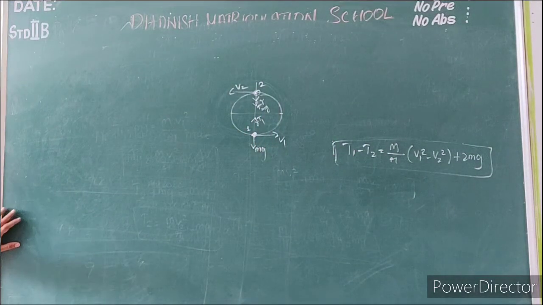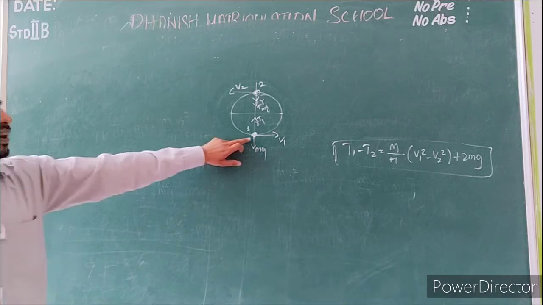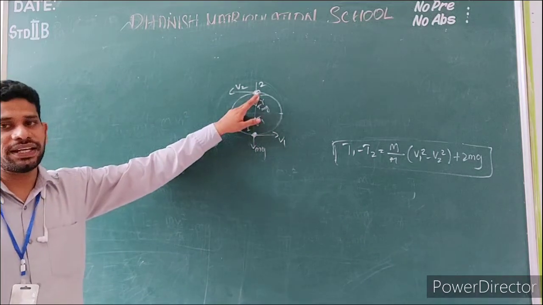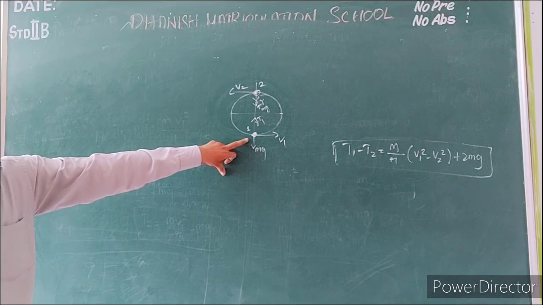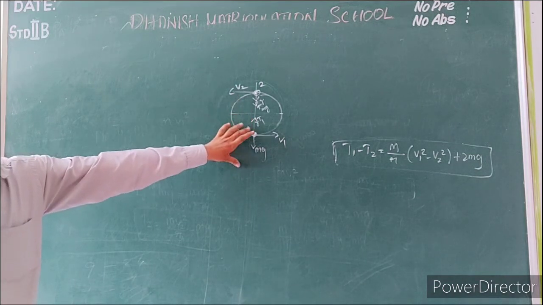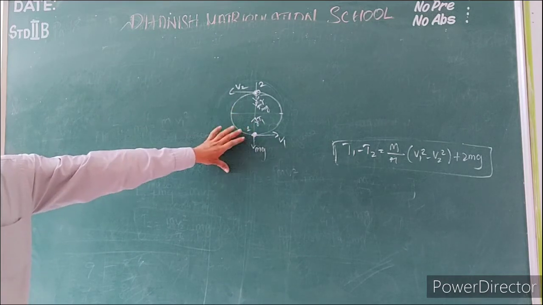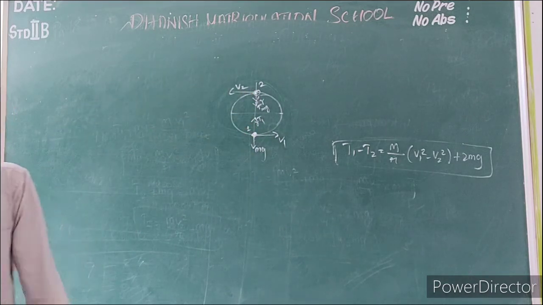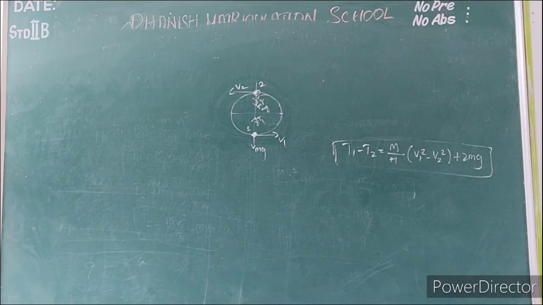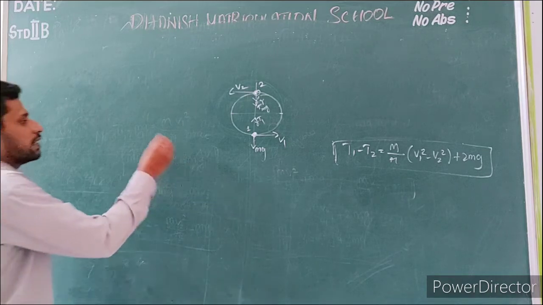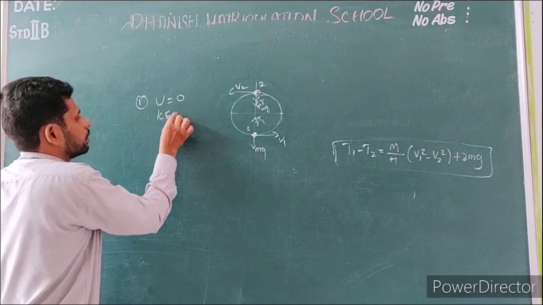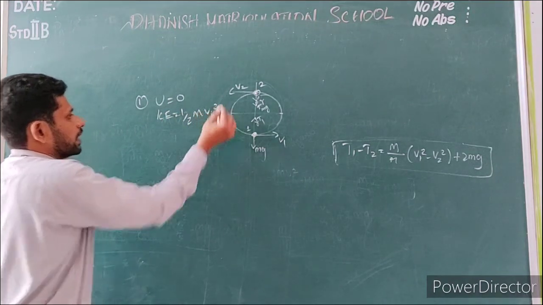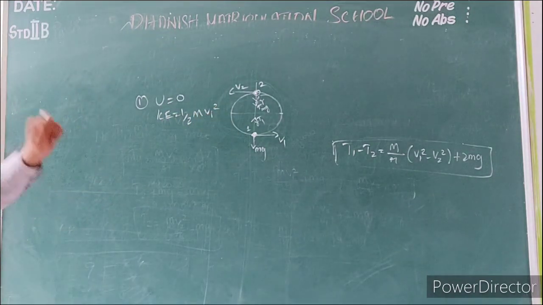Now we have to take the potential energy at point 1. From here we have the potential energy, and at this point we have the kinetic energy. So here the total energy of the system will be equal to the potential energy. At this point the potential energy U will be equal to 0, and here we can take the kinetic energy as 0. So at point 1, U equals 0 and the kinetic energy will be equal to half m v1 squared, because we have to give it some force.